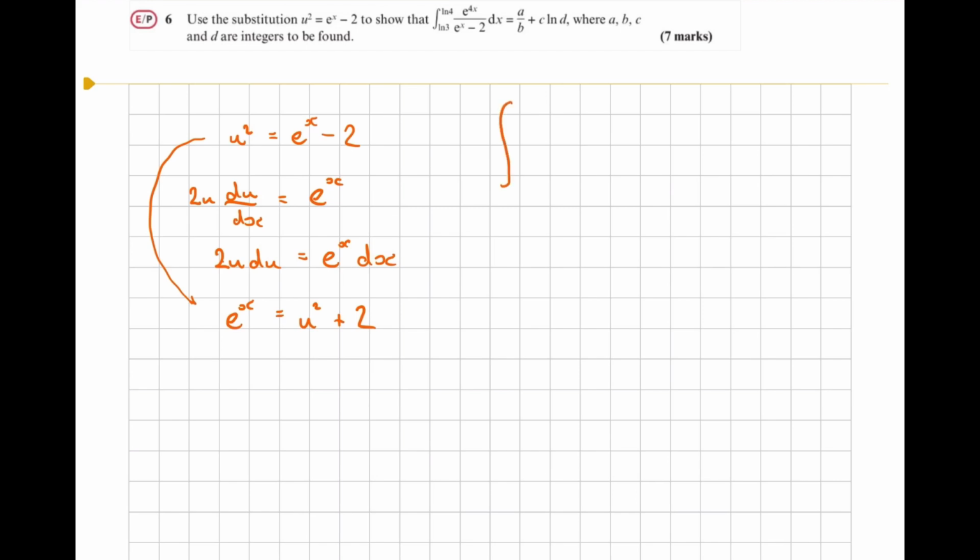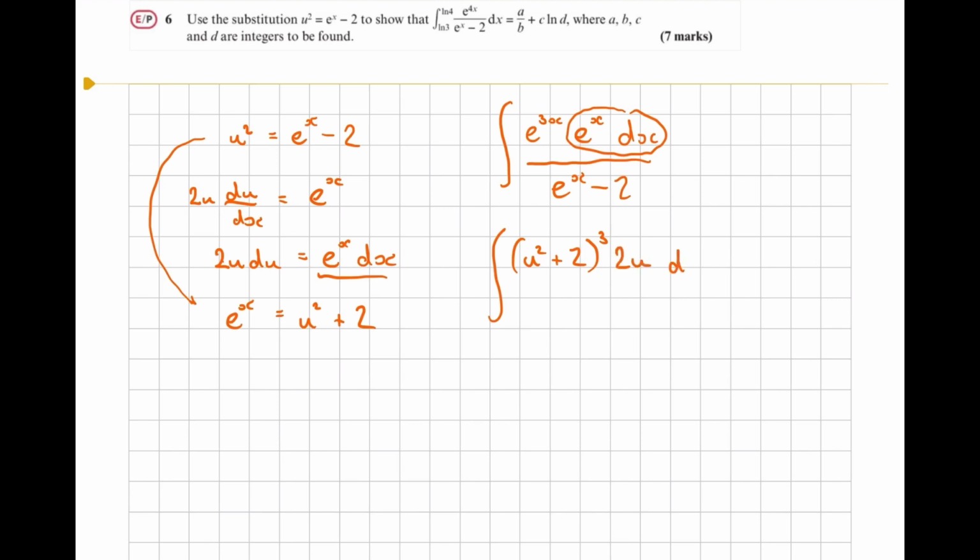Now I want to combine these components into my integral. It's easier to split that e to the 4x into e to the 3x times e to the x, and the reason for that is because I've got an e to the x with a dx, which I know I can substitute with 2u du, and e to the 3x I can substitute with my e to the x cubed. So ultimately that e to the 3x will be replaced with u squared plus 2 all cubed. My e to the x dx is my 2u du, and then on the denominator e to the x minus 2 is u squared.